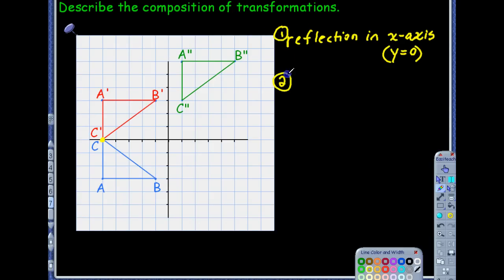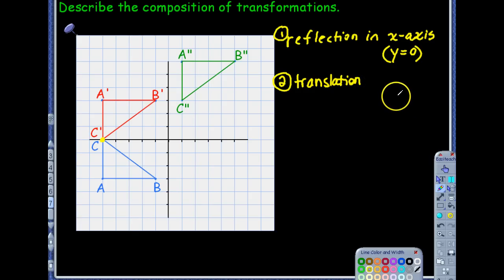Our second thing we're doing is going from the image that we just got to get the final image. So we're not starting with the pre-image now. We're going from the red to the green. Okay, so the first thing I ask is what kind. So is it a translation, reflection, rotation, what? That one is a translation because that is just sliding my triangle right on over. And we could either count or we could do the points. It doesn't matter. Whatever's easiest for you.